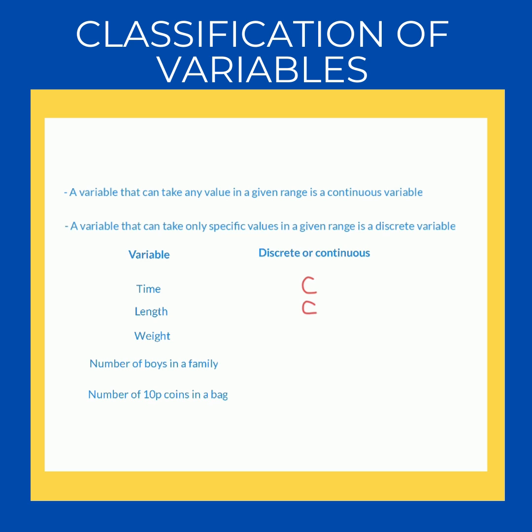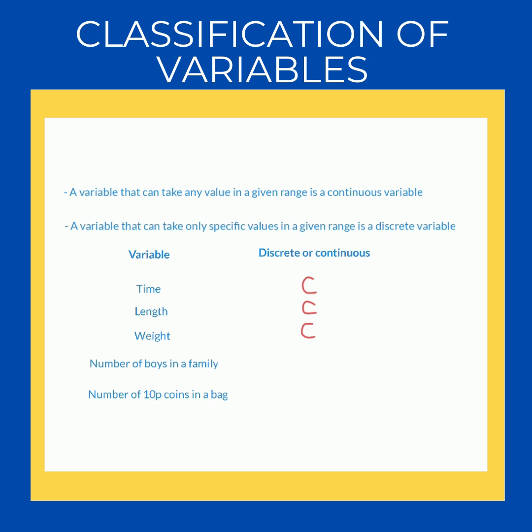The third variable is weight. Now, again, the weight could be 100 grams, or 100.1 grams, to 100.666 grams. So there are no specific values in a given range, so it is a continuous variable because it can take any value in a given range. So the weight is continuous.